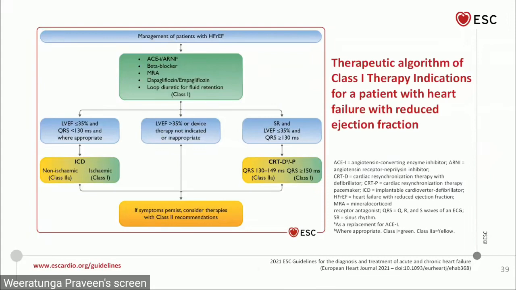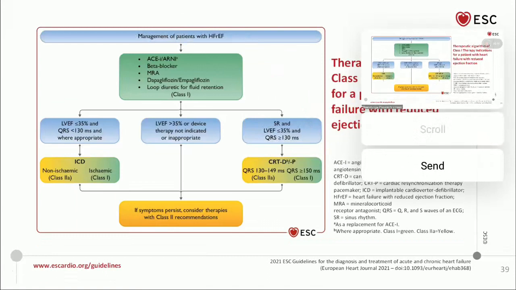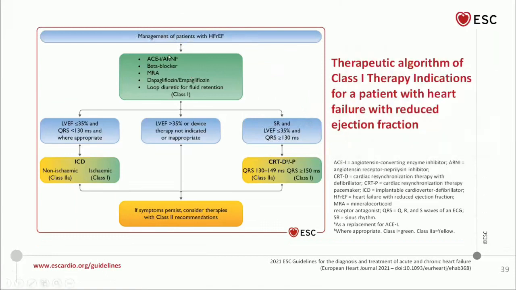Based on current recommendations by the European Society of Cardiology, for heart failure with reduced ejection fraction, they recommend 5 first-line medications now. 5 first-line medications. So what are these first-line medications? ACE inhibitors or ARNI. ARNI is angiotensin receptor blocker plus neprilysin inhibitor.